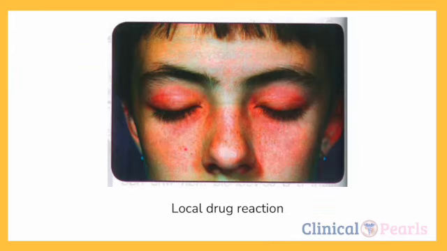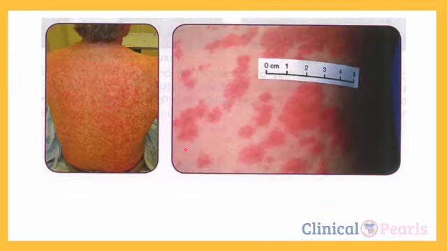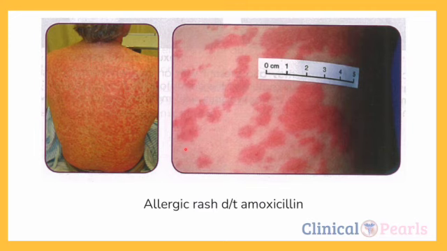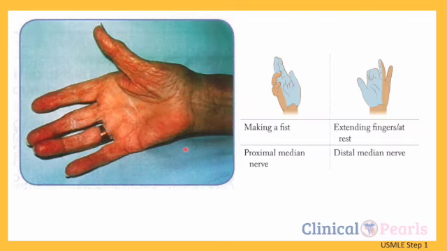Next photo is local drug reaction. This is also allergic rash from amoxicillin. This is median nerve palsy. This photo rather needs correlation, of course. Note that median nerve innervates the first to 4.5 digits of the hand, and it can either present as inability in making a fist or inability in extending the fingers, depending whether the nerve is affected on the proximal or distal part.